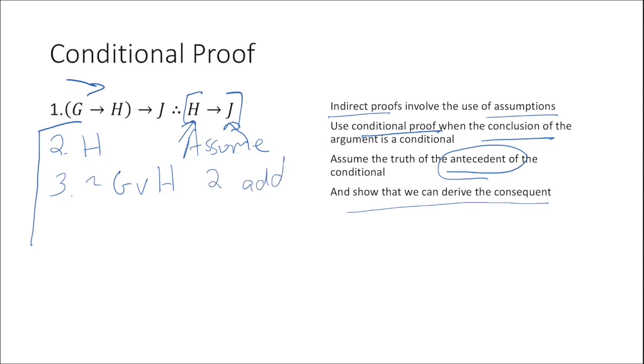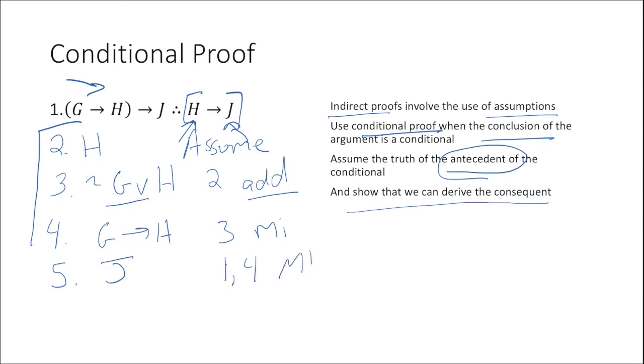That's from 2, addition. So all I've done here is I have formed a disjunction, tilde G v H, through the rule of addition. Once we've got that, through our rule of material implication, we can get G arrow H, and from G arrow H, we can get J through modus ponens of 1 and 4. We have now arrived at what we were trying to get, the consequent.